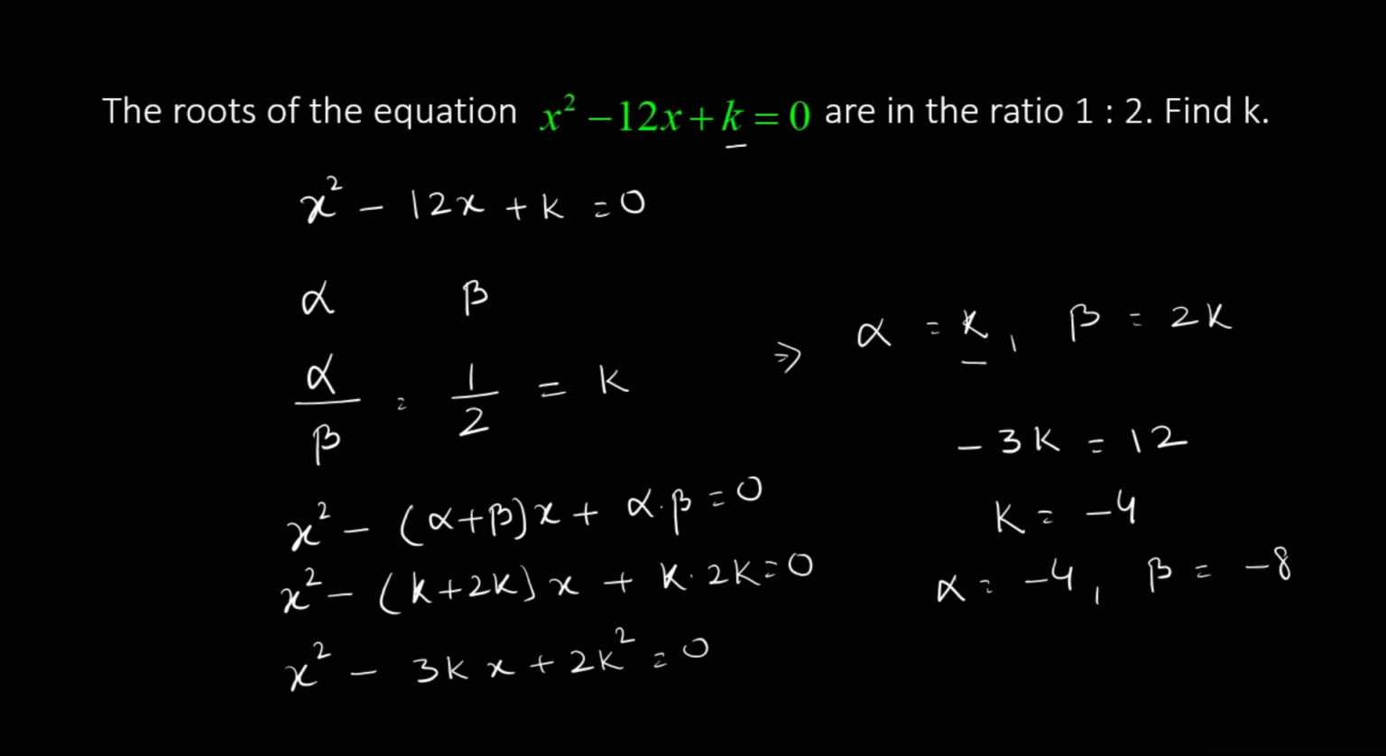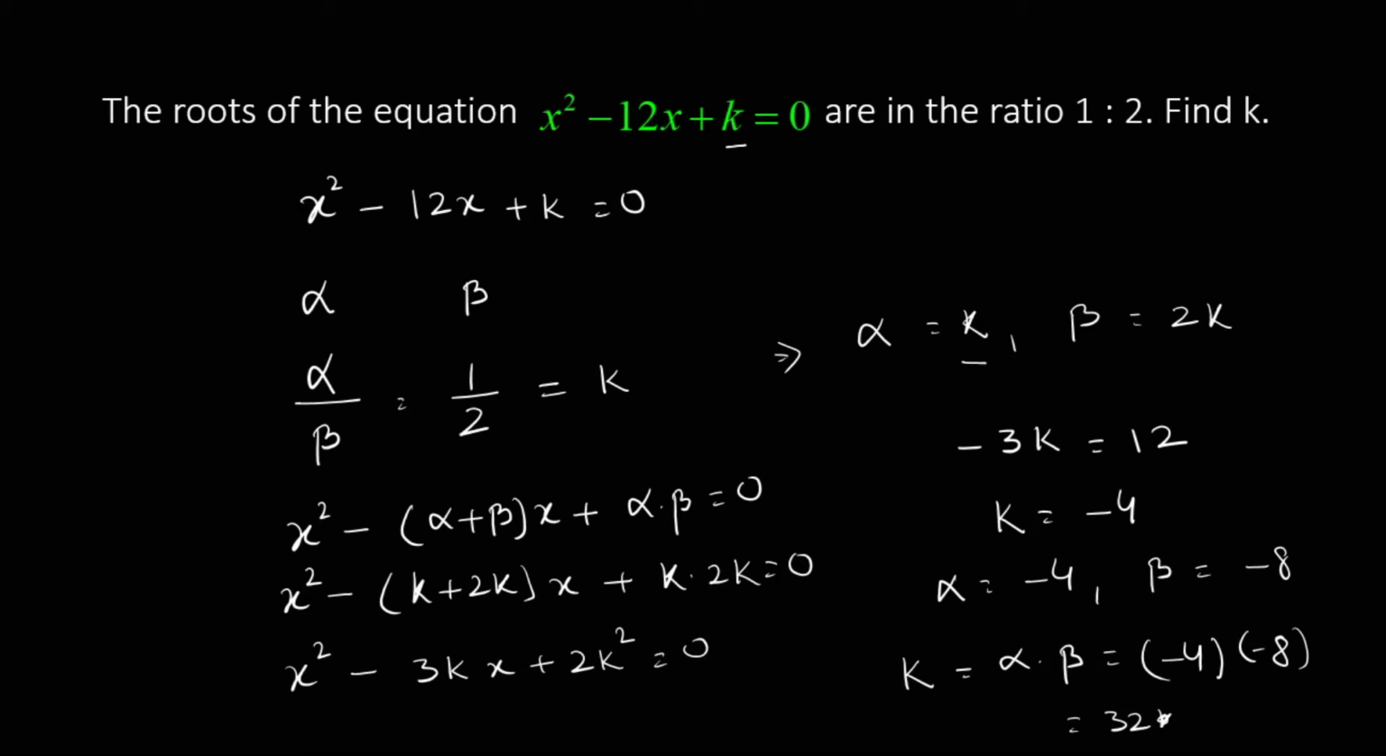So we have to find the k, and k is the product of roots, so that is alpha into beta. So the value of k here is minus 4 into minus 8, so this is equal to 32. So we get the value of 32. Alpha into beta is, the value of k is 32, so 32 is the answer of the given question.